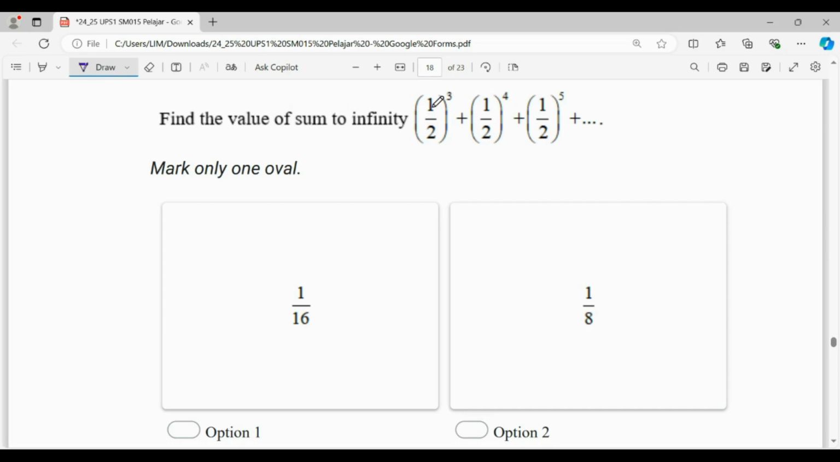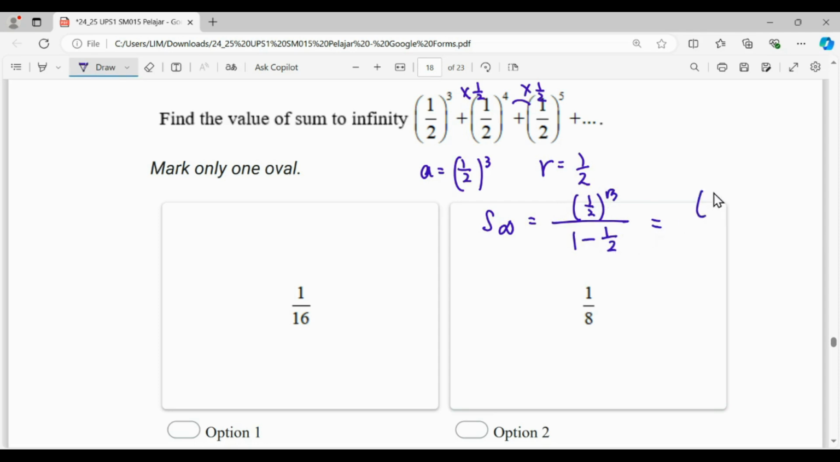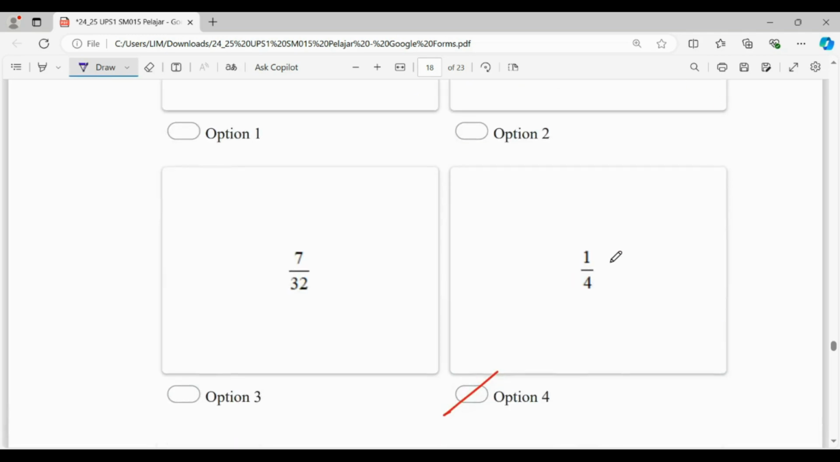Find the value of the sum to infinity. As we can see, this is our first term a, 1 over 2 to the power of 3, and then the power of 4 means it is already times 1 over 2. So the common ratio is 1 over 2. To find the sum to infinity, it will be a over 1 minus r. So 1 over 2 to the power 3, over 1 over 2. So 1 over 2 to the power 2 only. Therefore, we have 1 over 4. So here we have our option.